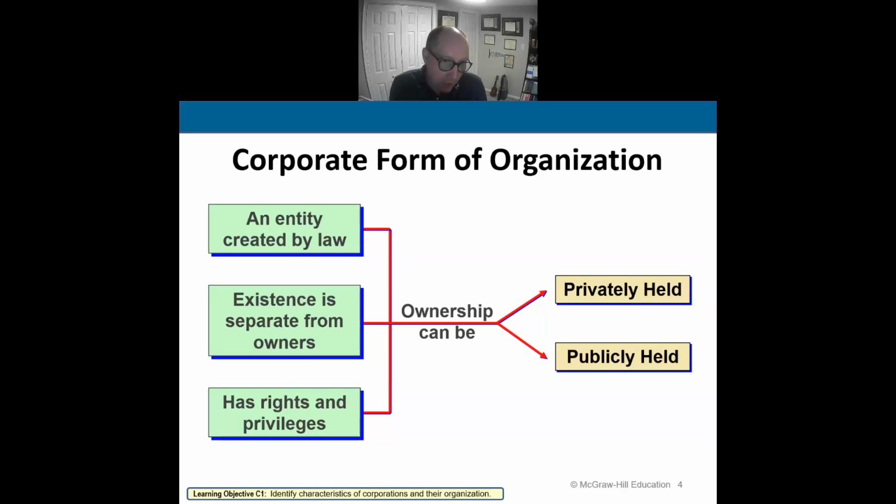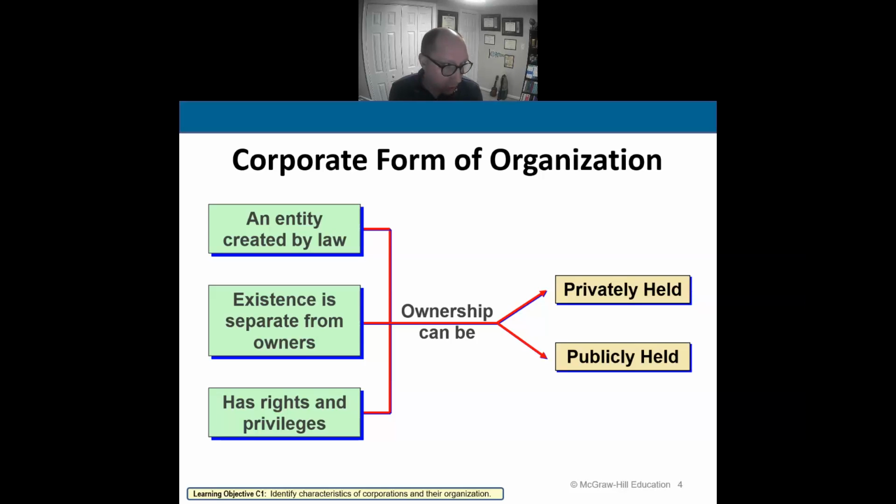The corporation is an existence which is separate from its owners. It has its own rights and responsibilities. Corporations can be held either privately or publicly. Now, here's the difference. A private corporation means that an average investor like myself can't go buying stock in a corporation that is private.